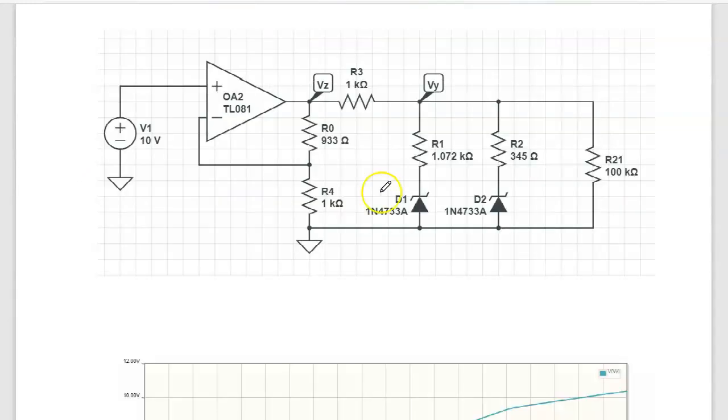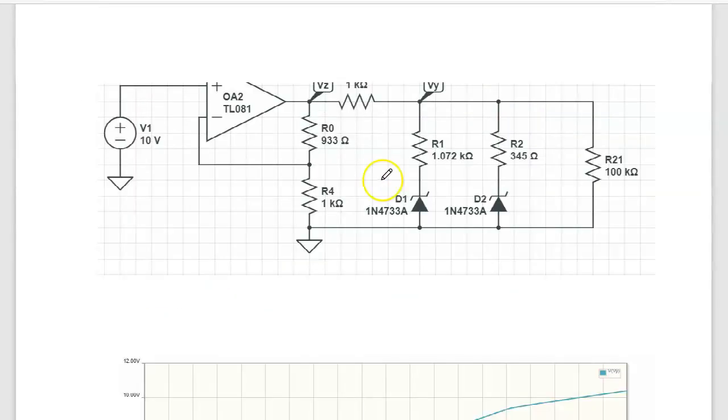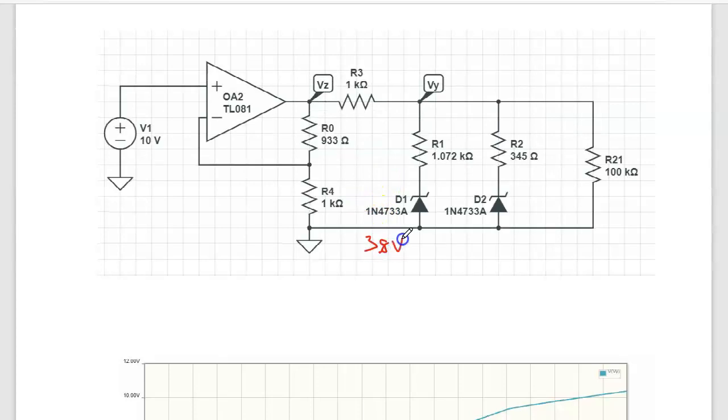So when I design my Zener circuit, and I forgot, 3.8, 9.5. So this is a 3.8 volt Zener. This is a 9.5 volt Zener.